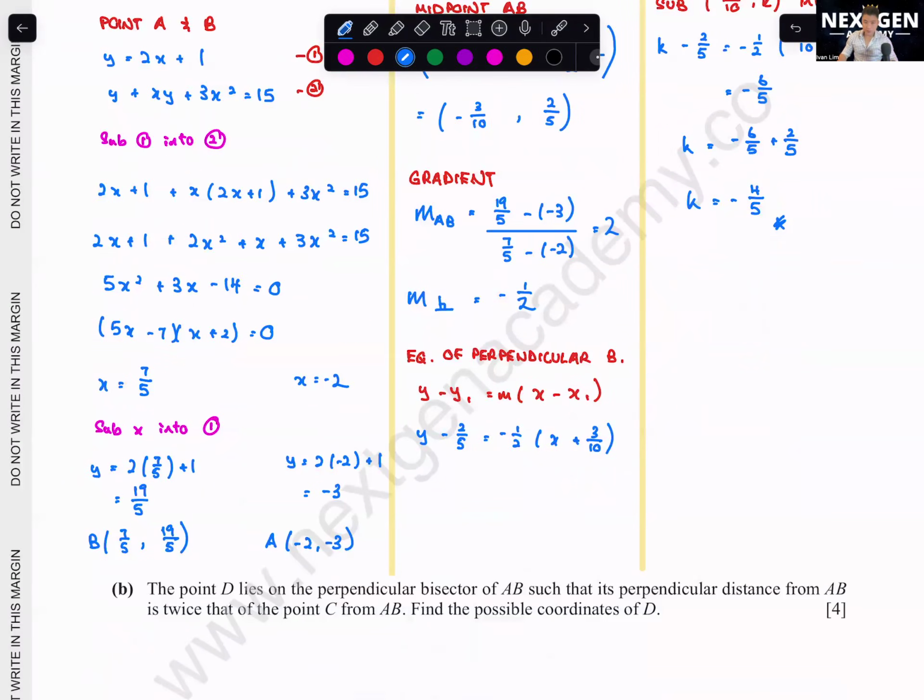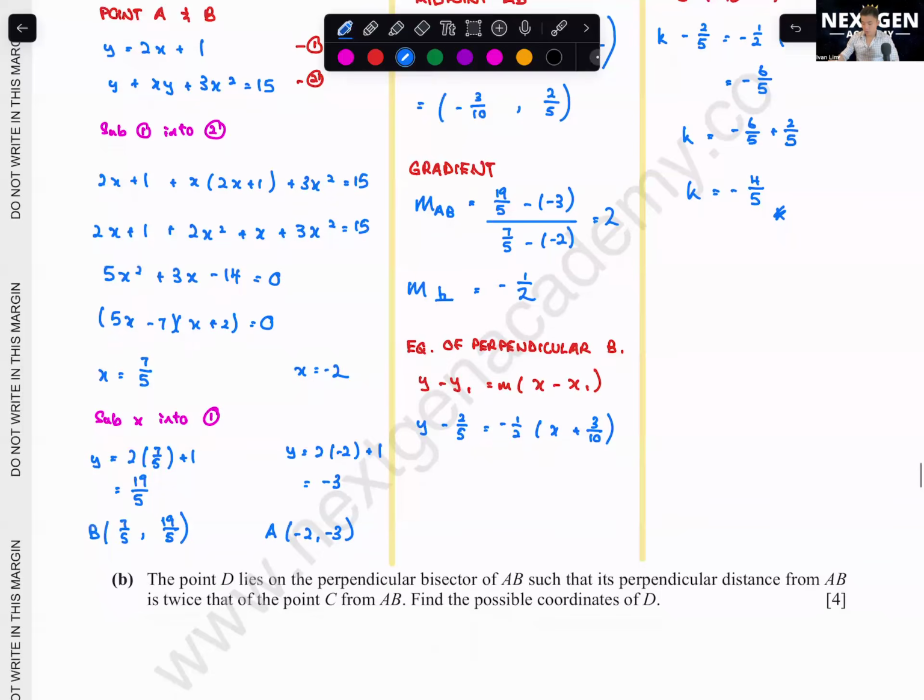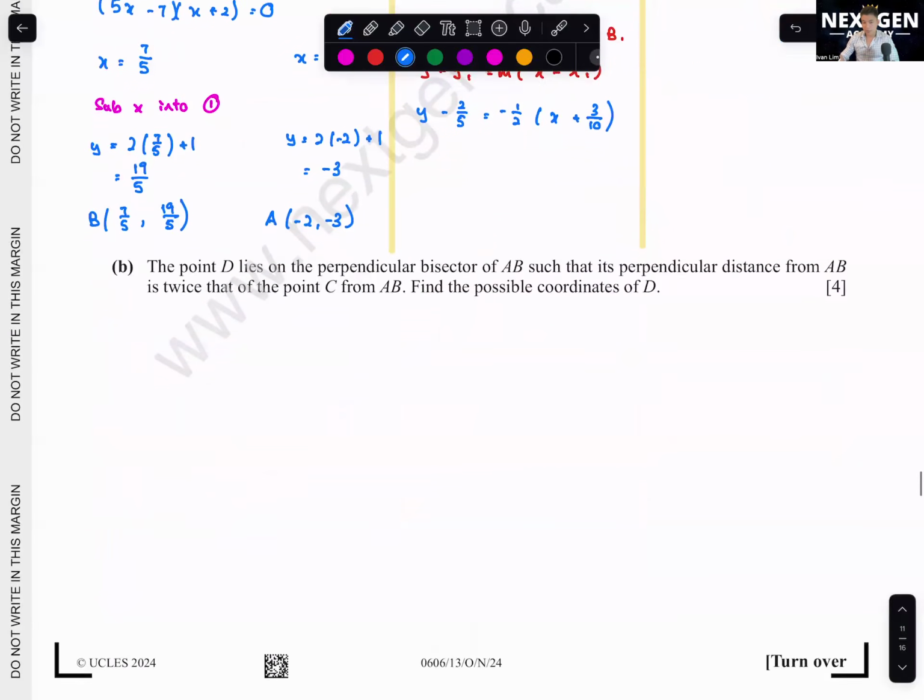The point D lies on the perpendicular bisector of AB, such that its perpendicular distance from AB is twice that of the point C from AB. Find the possible coordinates of D. Anyone use the length formula over here and then got stuck? Yes, okay. Can we use the length formula over here? This one is actually simpler than using length.